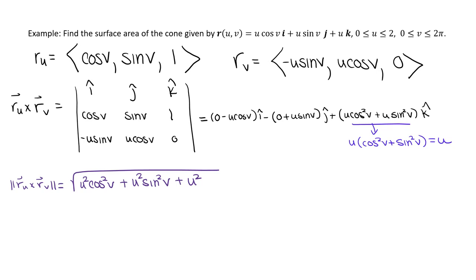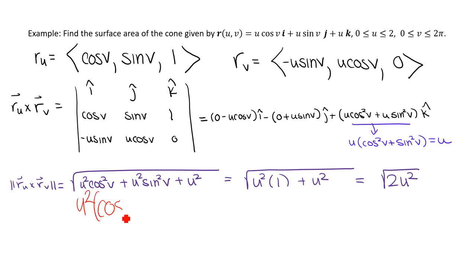And so now, to find my surface area, I'm going to find the magnitude of this vector, and then I'm going to integrate that over these bounds of u and v that were given. All right, so magnitude of this Ru cross Rv, let's see, we get u squared cosine squared, and then the y component squared would be u squared sine squared. I dropped the negatives because I'm squaring them. And then the z component squared is just u squared. I can simplify that by factoring a u squared out of the first two terms, and I'm left with that cosine squared plus sine squared, which is 1.